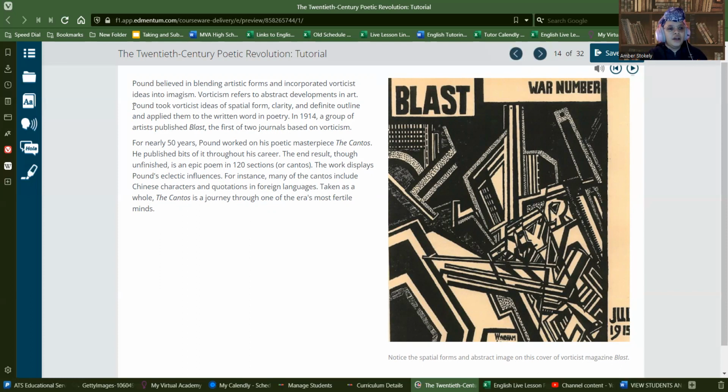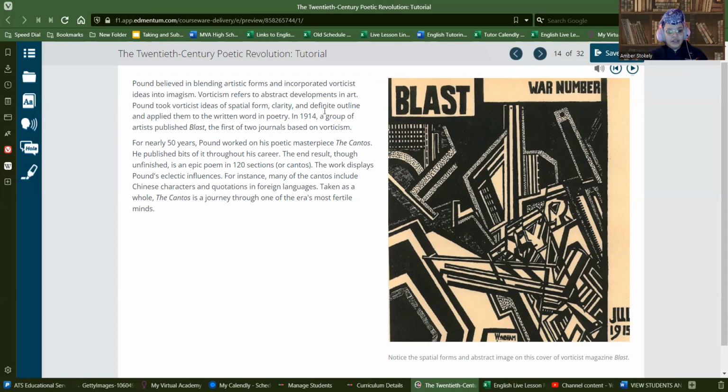So he took the vorticist idea of spatial form. Spatial form has to do with how things are spaced out, clarity, and definite outline, and applied them to the written word of poetry. Now, obviously, clarity is being able to see something clearly, and definite outline is being able to literally show the outline of a shape with crisp clearness. So looking at what imagism is, which is taking that small moment and trying to define it so that someone gets the perfect snapshot in words, it makes sense that he took these ideas and put them into his poetry, because that's basically what the imagism movement is.